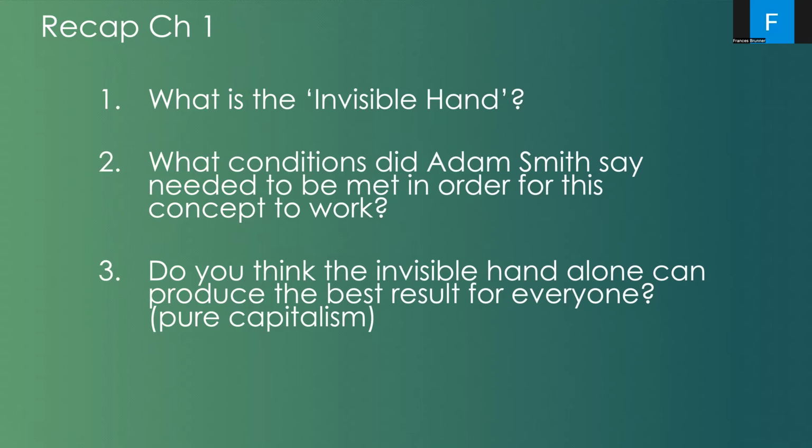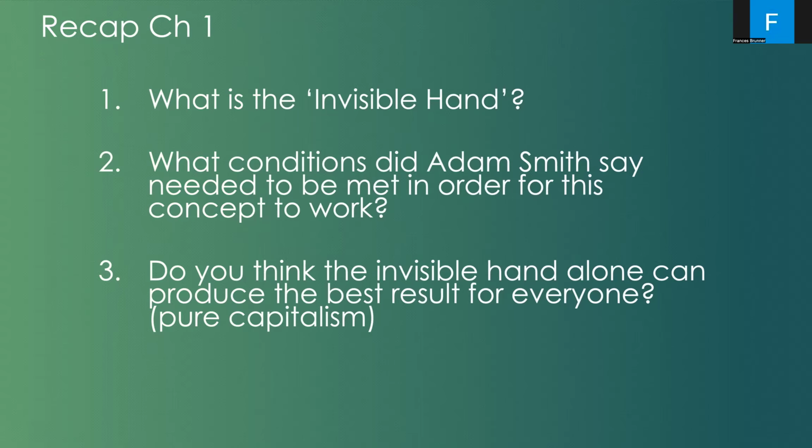So, how do we summarize that into the conditions? There were 4 main conditions. 1, the right to own private property. 2, the right to own a business and keep the profits. 3, the right to competition. And 4 was the freedom of choice.